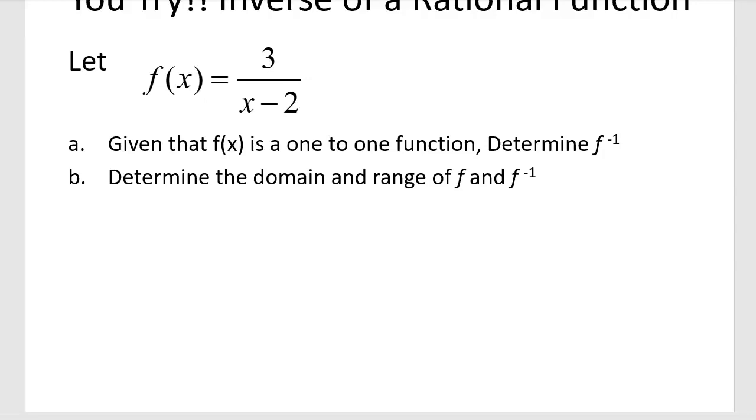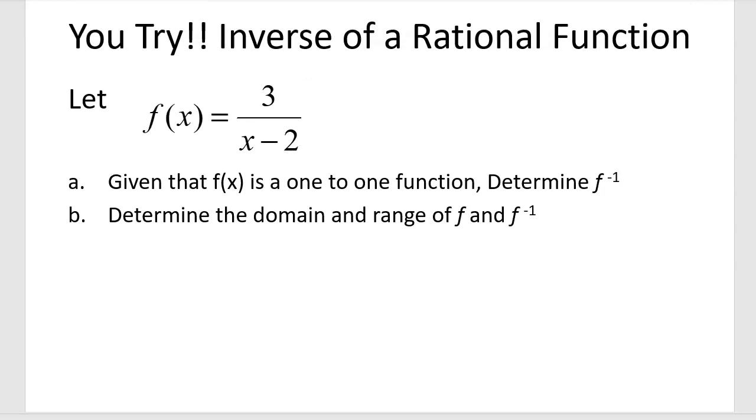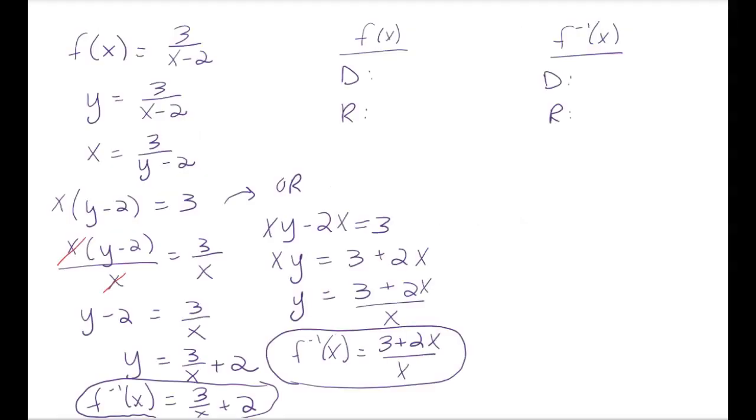All right, so on this last example here, I want you to give it a try on your own. Pause the video, see if you can get to that inverse function, then play the video and see if your work matches. Okay, so you can see here where I have taken the f of x function, and I have gone through the steps of finding the inverse.